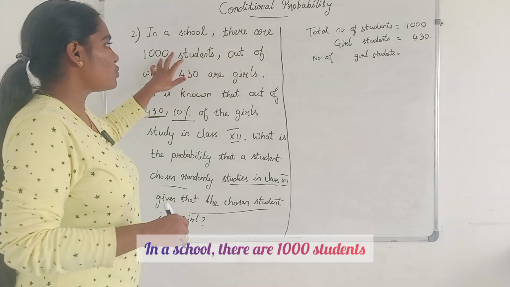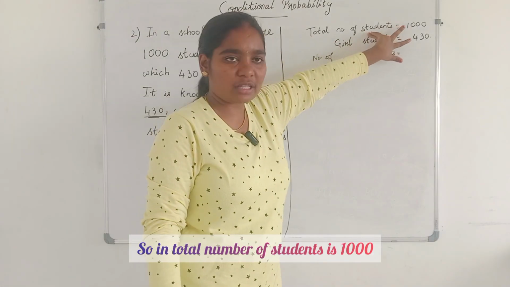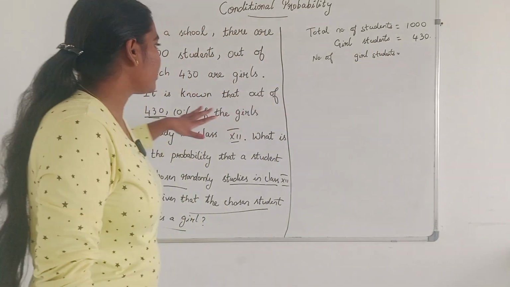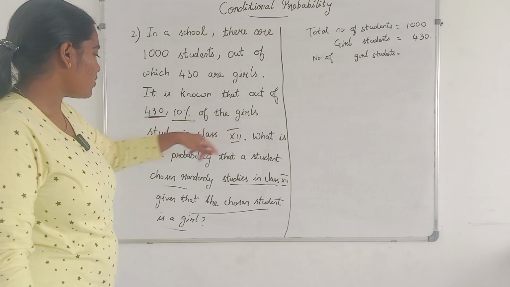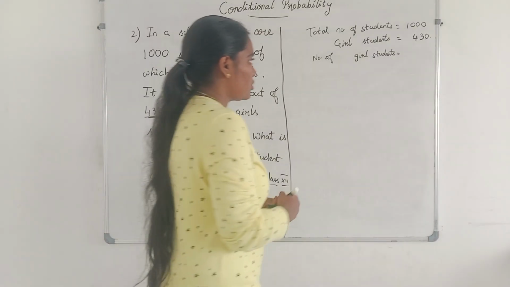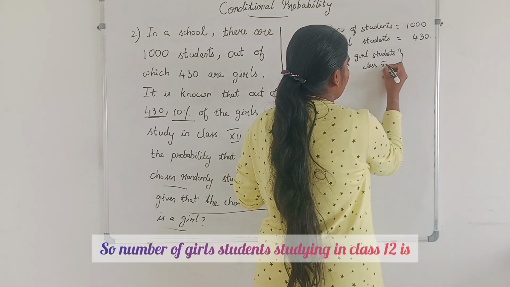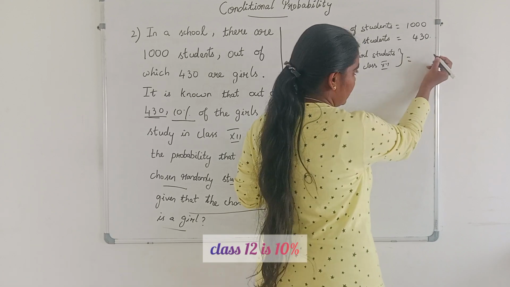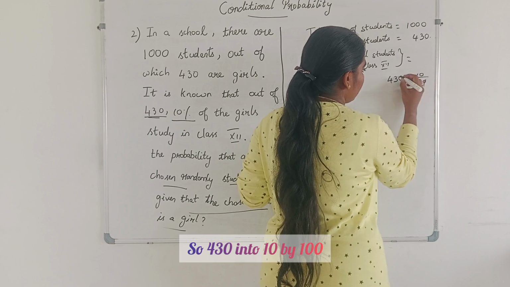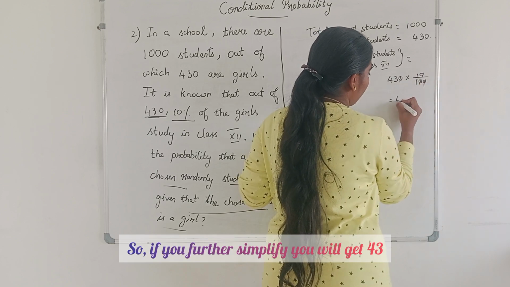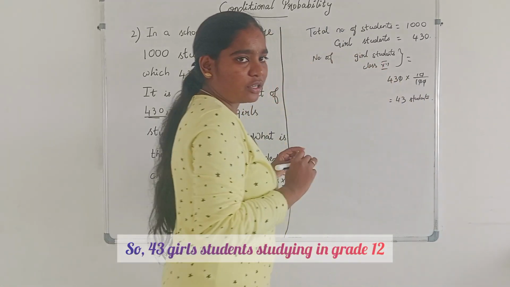In a school, there are 1000 students. Out of them, 430 students are girls. So, the total number of students is 1000, and girl students is 430. It is known that 10% of the girl students study in class 12. So, the number of girl students studying in class 12 is 430 into 10 by 100. If you further simplify, you will get 43. So, 43 girl students are studying in grade 12.